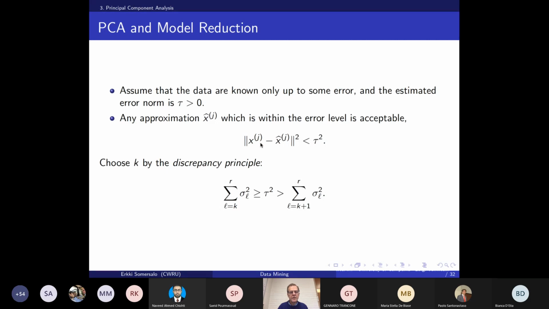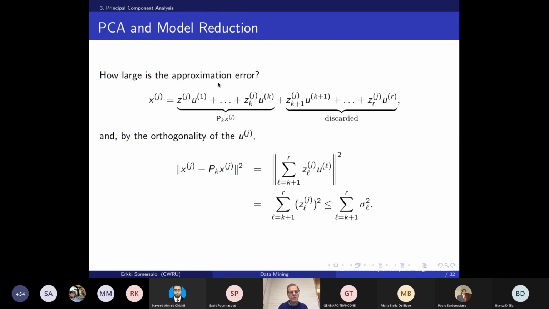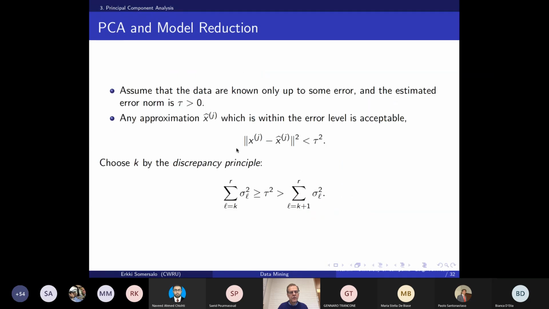Now we know how large this error is if xj hat is taken to be this projection. So let's call this pkxj. Let's call it x hat. How should I choose my k so that this condition is valid? Well, I should choose the k to be the smallest possible value so that you're barely under the noise level. So if you take one less k, then you're above the noise level. But if you throw away the indices from k plus 1 to the rest, then you're below the noise level.